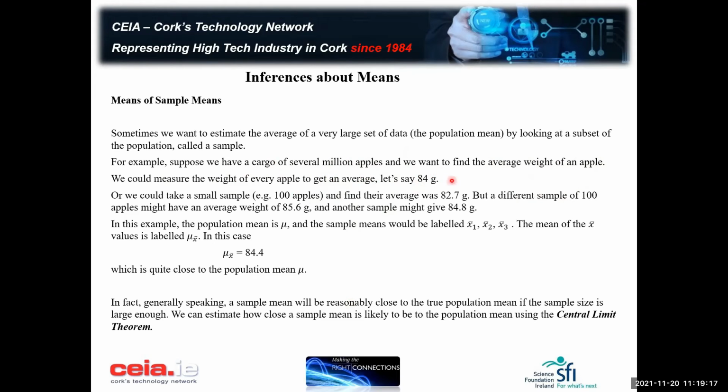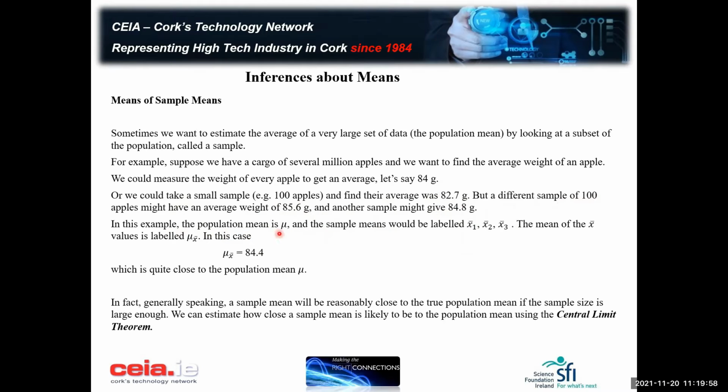If you did, you would get some value. Let's say that the true value, the true average, is 84 grams. But you could take a smaller sample, in this case 100, and you're going to get roughly the same average, but not exactly the same average from that sample. In the case of one of your samples of 100, you might get 82.7, for example. But if you took a different sample of 100, you might have got something slightly different for the average weight. And a third sample might have a different average weight again.